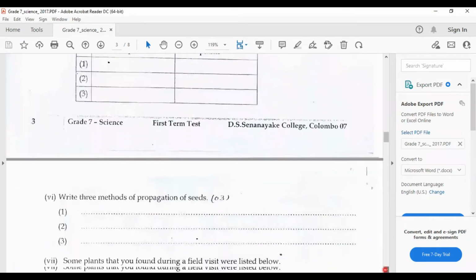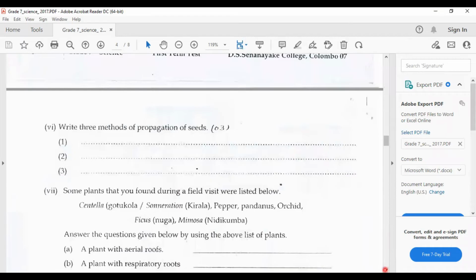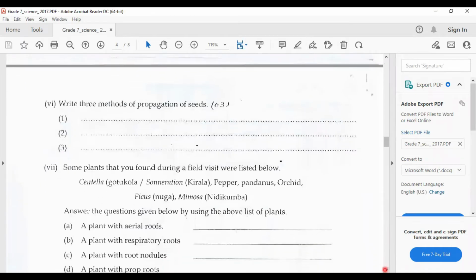Problem number 6. Write 3 methods of propagation of seeds. Answers: by water. Propagation means spread. By wind and by animals.